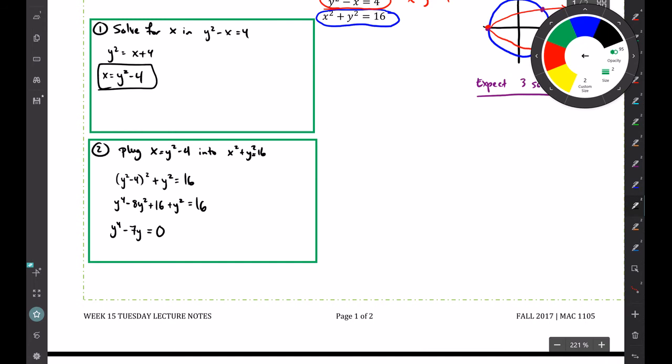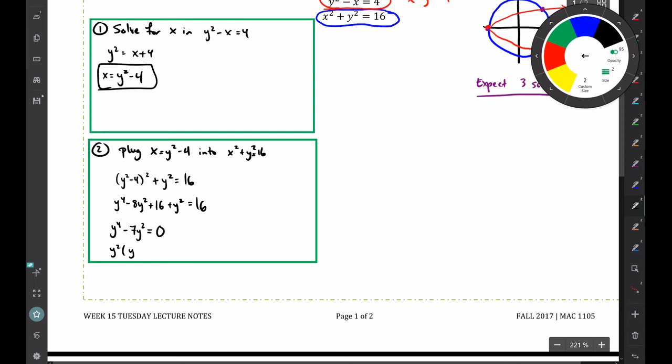Sorry, that's minus 7y squared. So this is either y squared equals 0 or y squared minus 7 equals 0. And so I think either y equals 0 or y equals plus or minus the square root of 7. Those are my three possible y values.